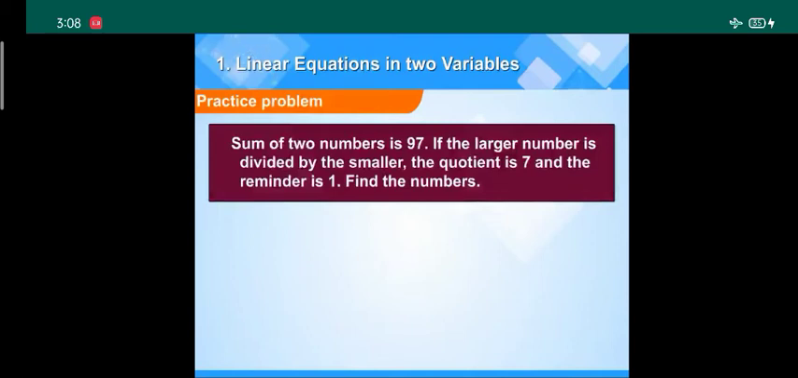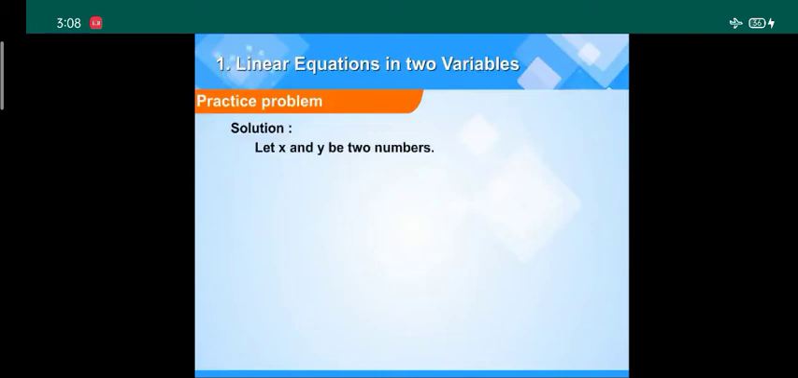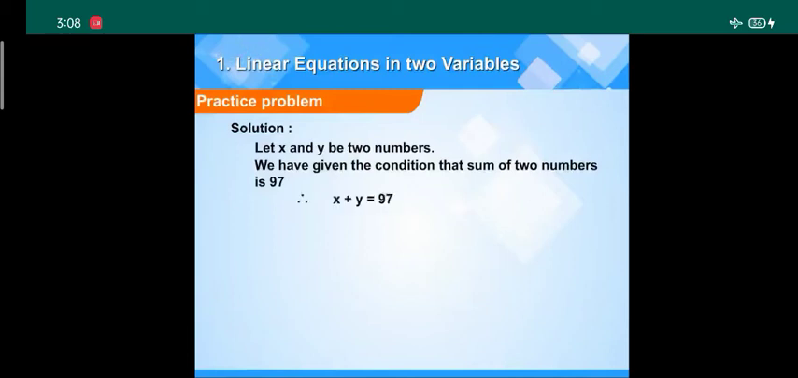Sum of two numbers is 97. If the larger number is divided by the smaller number, the quotient is 7 and the remainder is 1. Find the numbers. Solution. Let x and y be two numbers. We are given the condition that the sum of two numbers is 97. Therefore, x plus y is equal to 97. This is equation number 1.